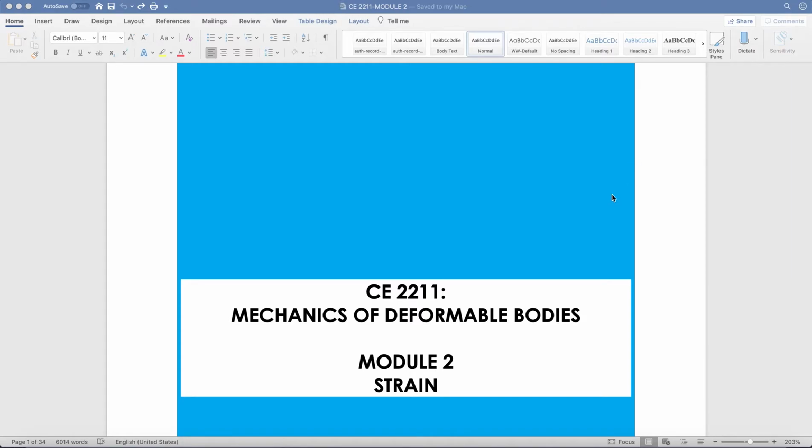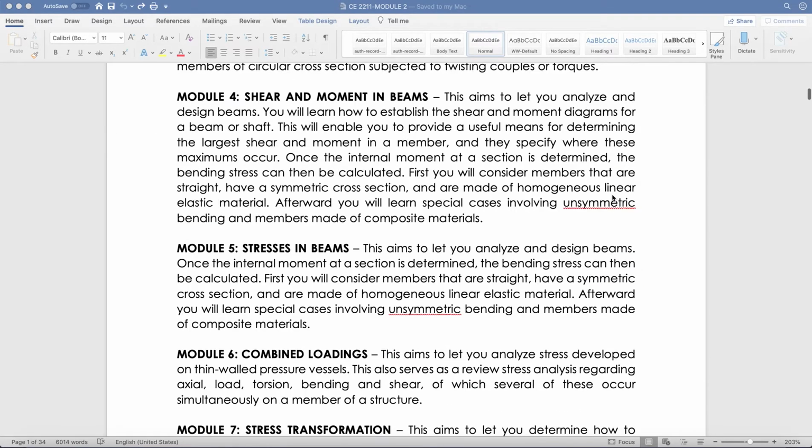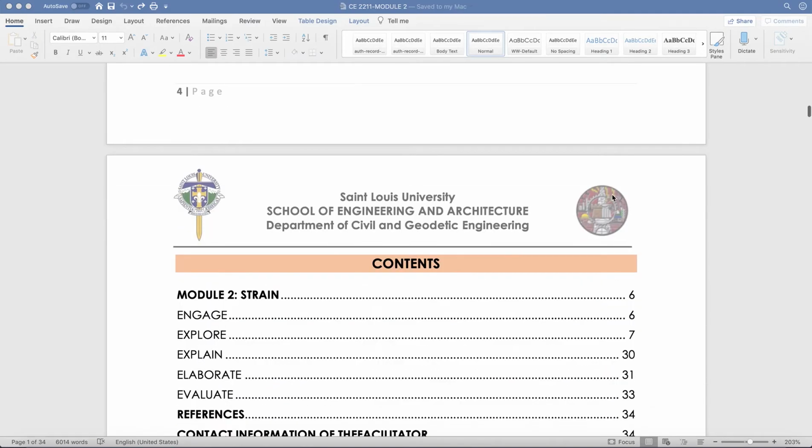So for this module we will be discussing strain. For module 1 we were able to discuss what stress is. We defined that stress is a force applied on a certain unit of area. So for module 2 we will be discussing strain.